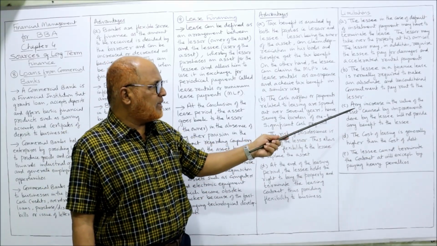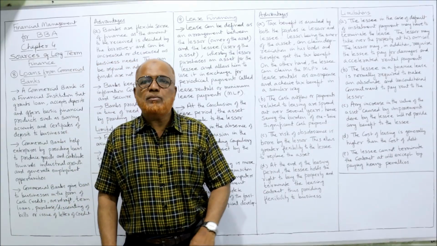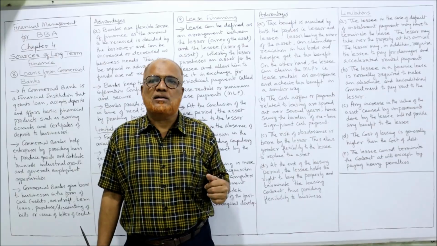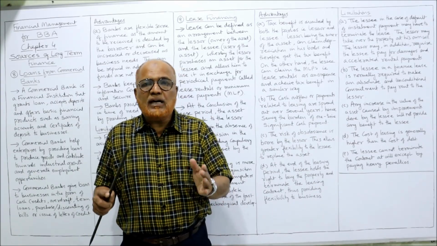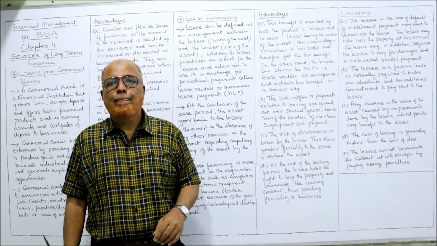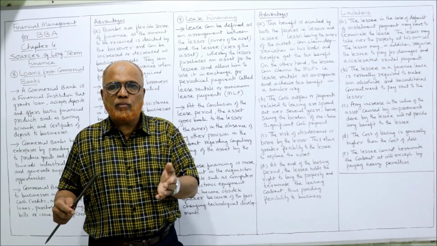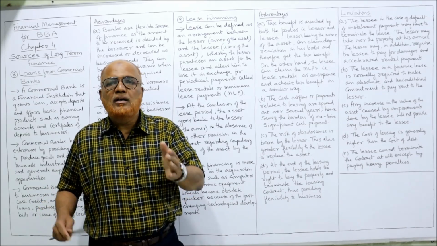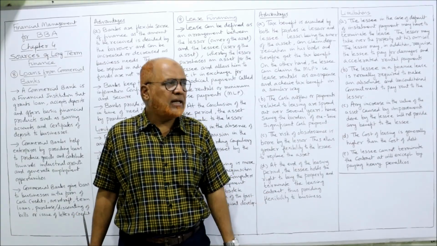Any increase in the value of the asset caused by improvement done by the lessee will not provide any benefit to the lessee. Sometimes the lessee will make some improvement on the asset, due to which the value of the asset will increase. But that increased value of the asset will go to the lessor only. There is no benefit to the lessee, because he is making the improvement for his own use, but at the end of the lease agreement, the asset will be returned to the lessor. No benefit to the lessee.